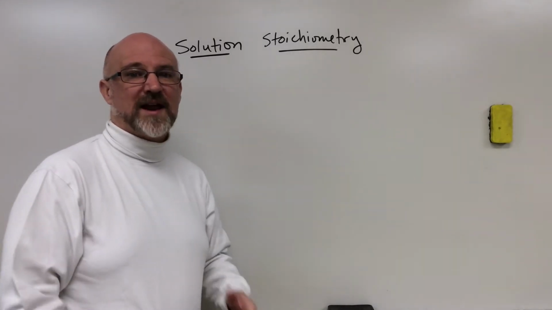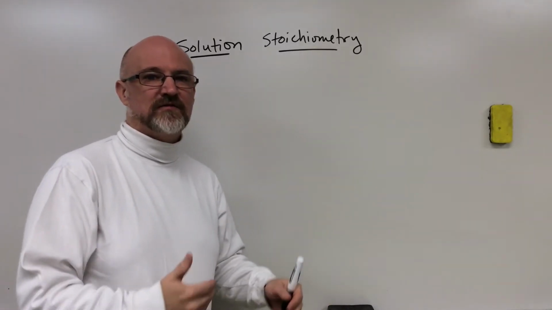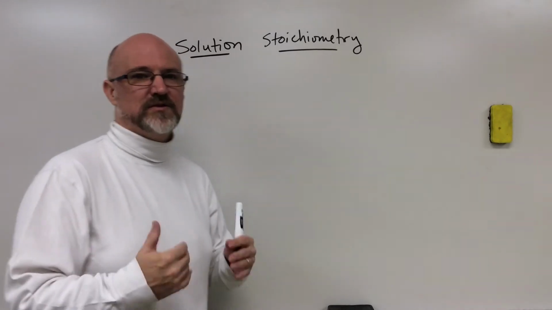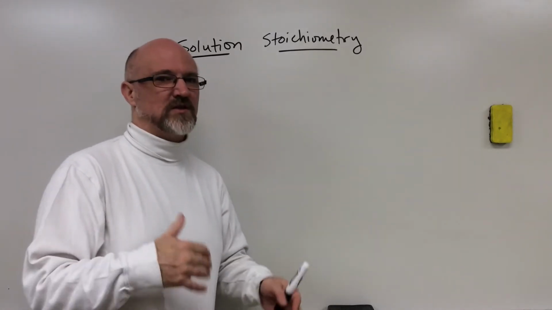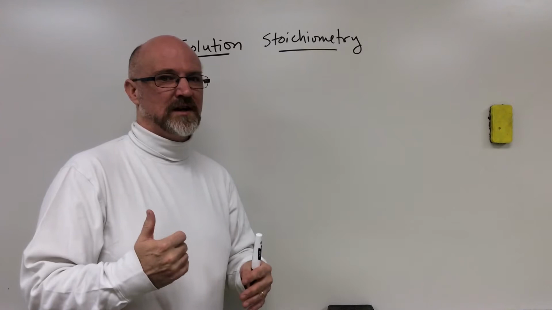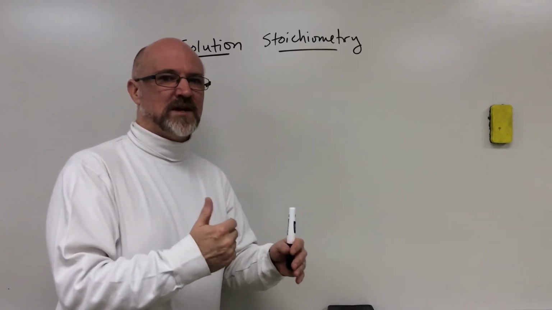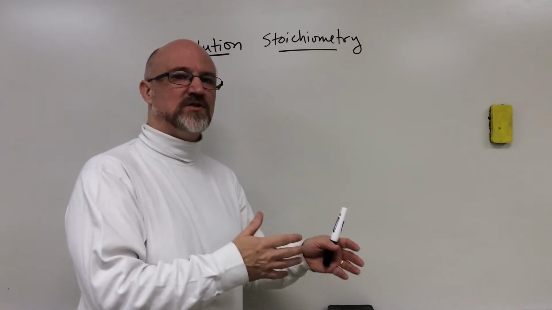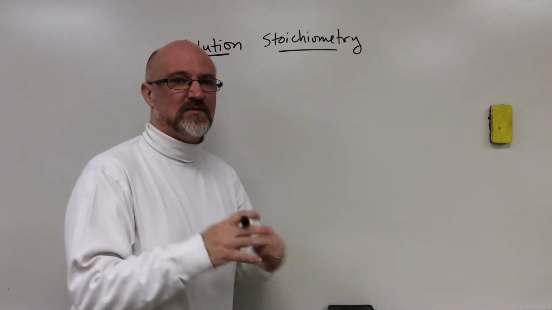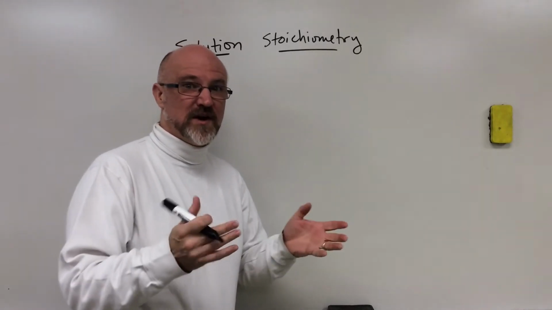So I'd like to talk about how you can make a solution from a stock solution. If you have a solution that's already full strength or more concentrated than you needed, how can you calculate how to dilute it down to make the solution of the concentration you need? And so for that, there's an equation.